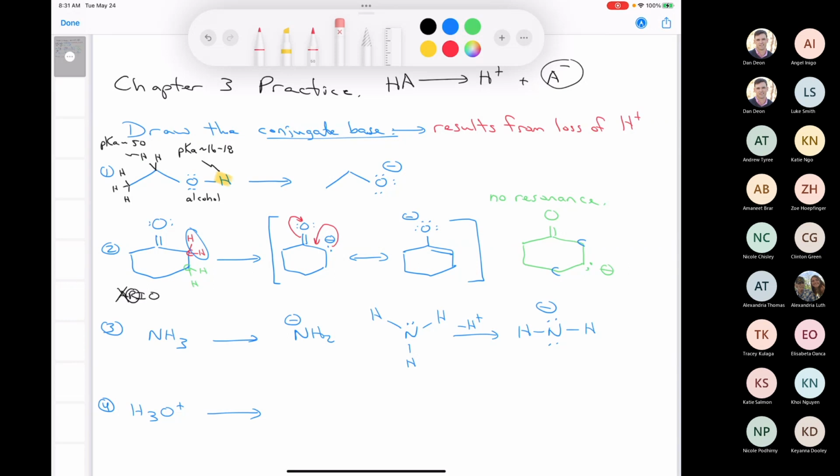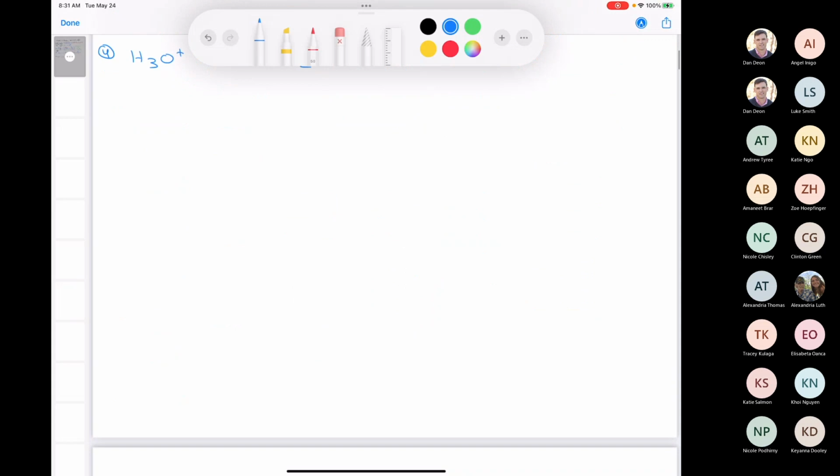You just end up with water. Exactly. You just end up with H2O after it loses a proton. Great. Okay, let's try something a little bit different. Let's try drawing some conjugate acids.